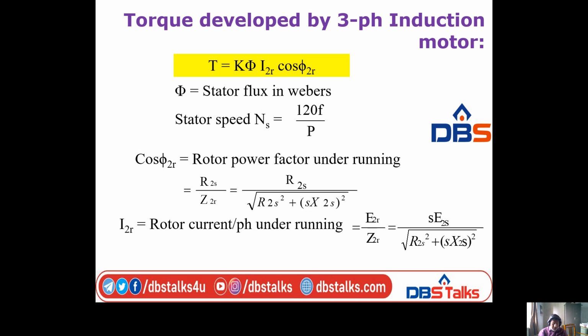Now torque of a three-phase induction motor is directly proportional to the stator flux, and also the current in the rotor and the power factor in the rotor. Stator speed ns is equal to 120 f by p. Cos phi 2r is equal to the rotor power factor under running condition, that is R2S by Z2R, which is equal to R2S by square root of R2S square plus (S X2S) square.